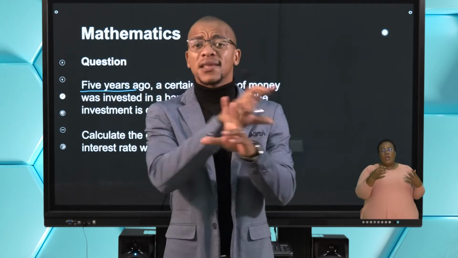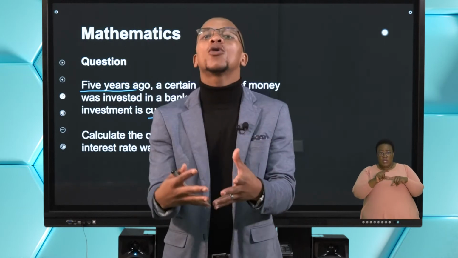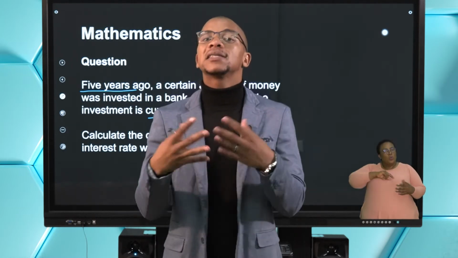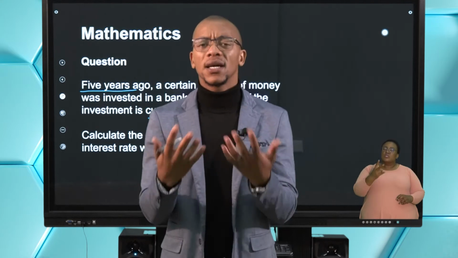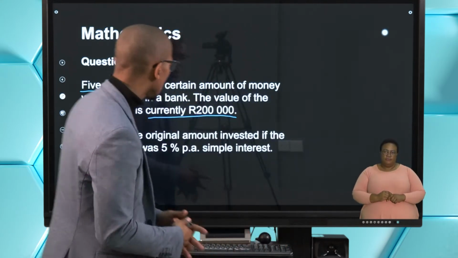And then we need to look at, in that scenario that I just read, are they telling us whether this is simple interest or compound interest? No, we do not know. So we need to investigate further and see what exactly we need to be doing. So let's have a look at this.